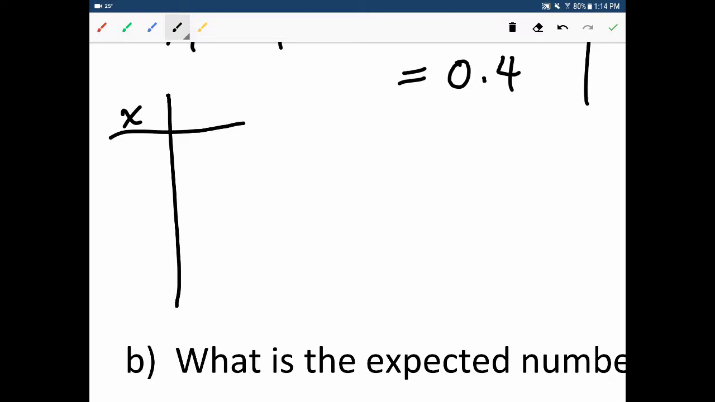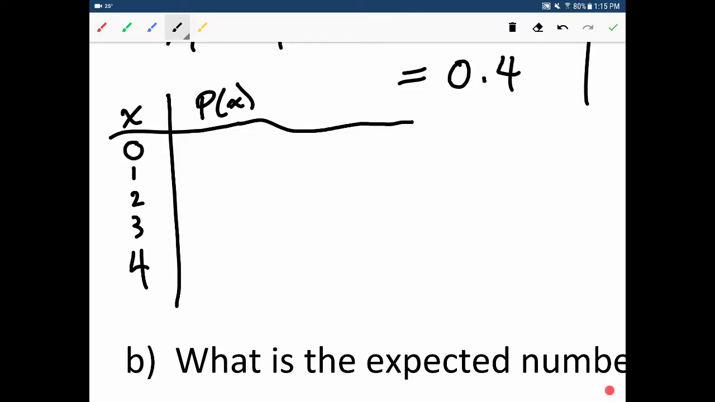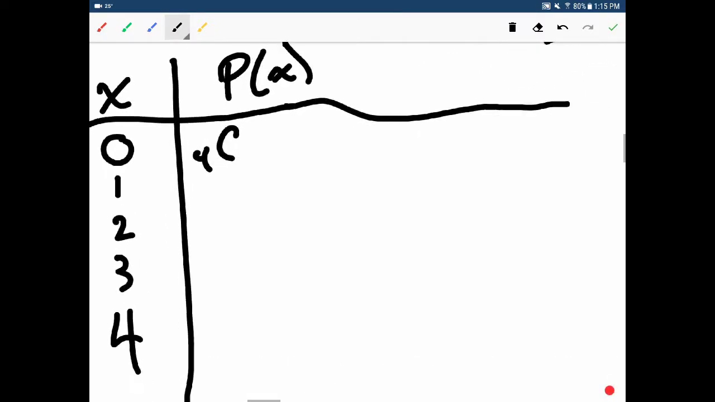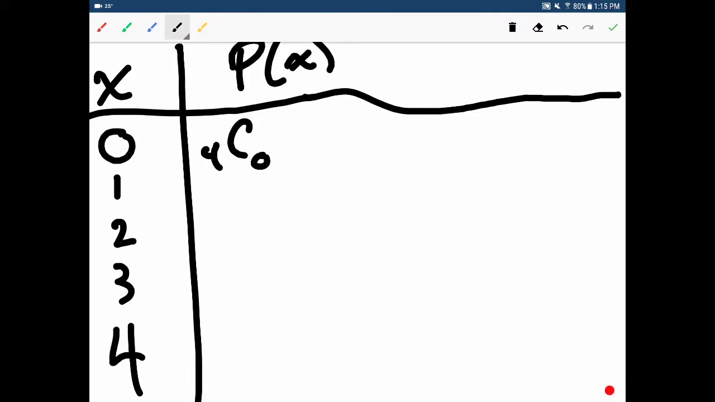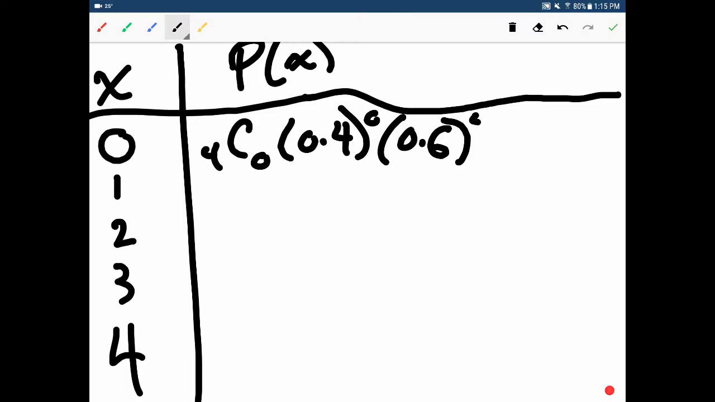So we're going to say 0, 1, 2, 3, 4. When you're doing these, don't forget the 0. A lot of times people forget to put the 0 in there, and it throws the rest of the numbers off. Okay? And then we'll do the probability of success. So we're going to have 4 choose 0 times 0.4 to the power of 0 times 0.6 to the power of 4.